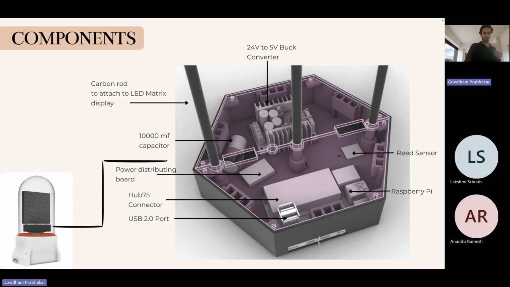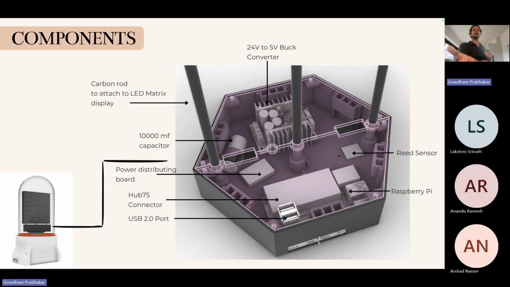The reason I am not transmitting 5 volt from the bottom to the top is that while rotating there will be resistance, and that will affect the power supply. The 5 volt won't be transmitted up, so I am converting the 24 volt to 5 volt within that rotating block only. And there is the carbon rod to fix that display.